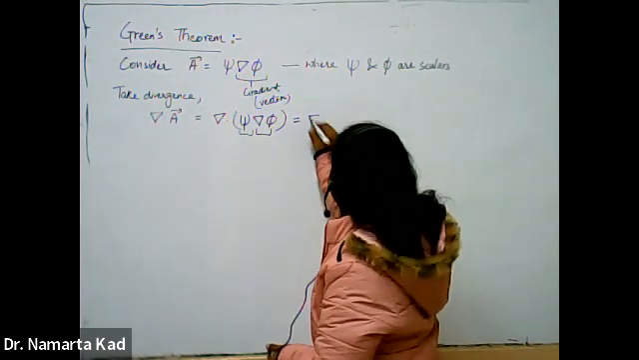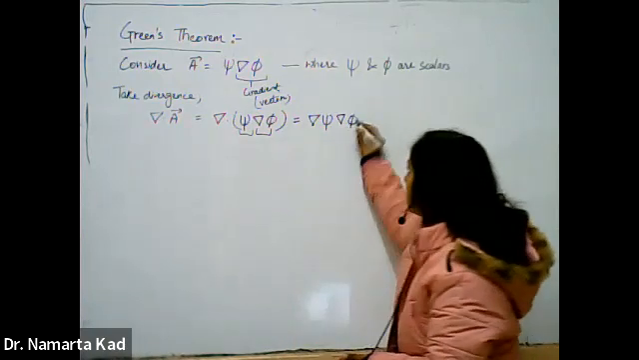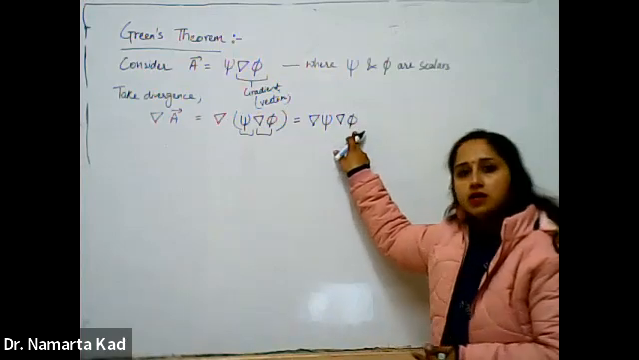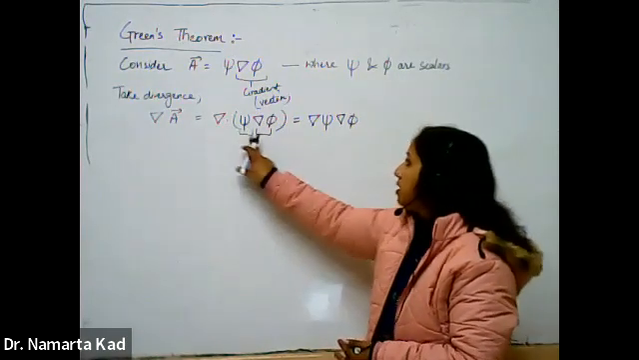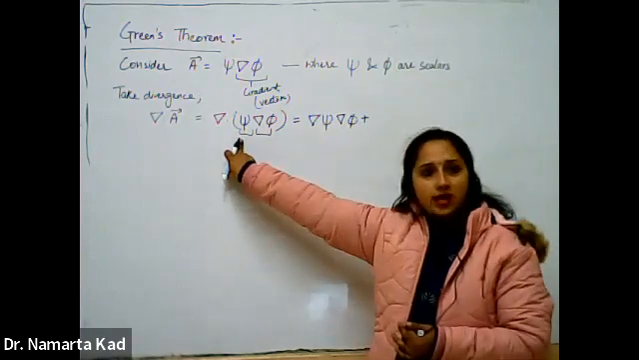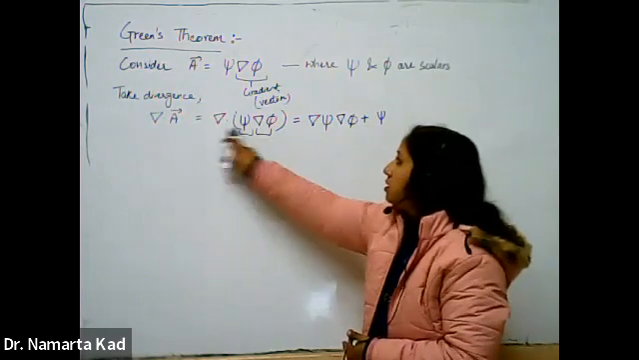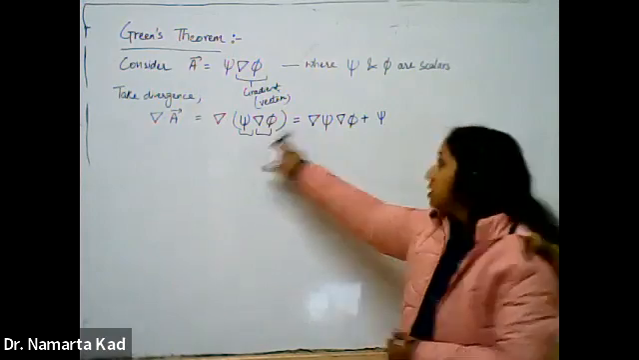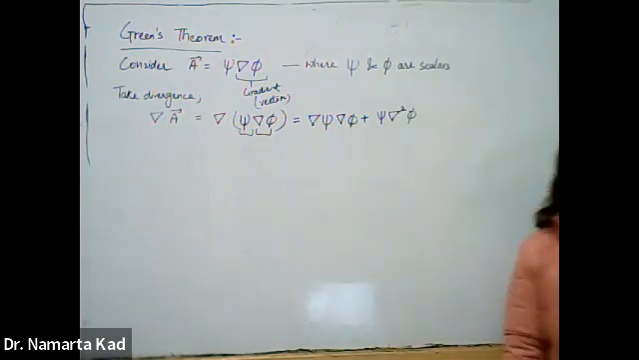So it can be written as del psi dot del phi. The second I cannot change, so it remains del phi. In this step I have taken the gradient of psi, plus now the first is to remain as it is, that is psi, multiplied with the second term. So it comes out to be del square phi. So this is the formula when we take the divergence of psi del phi.